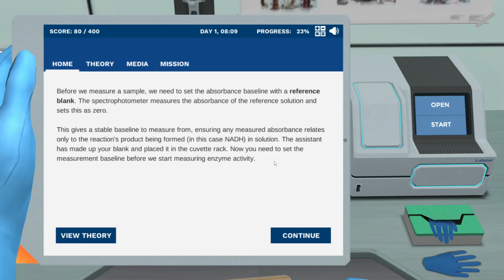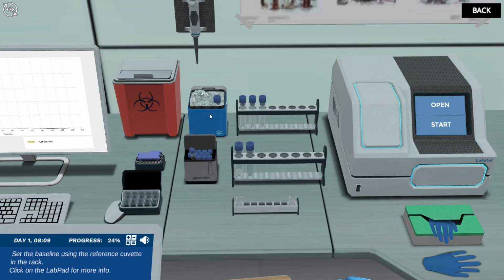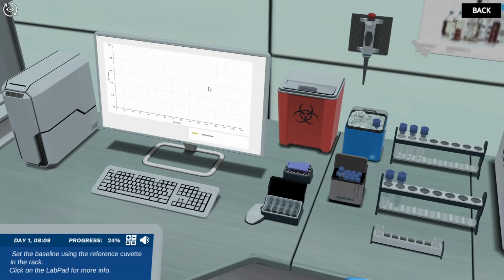in solution. The assistant has made up your blank and placed it in the cuvette rack. Now you need to set the measurement baseline before we start measuring enzyme activity. Set the baseline using the reference cuvette in the rack. Click on the lab pad for more info.